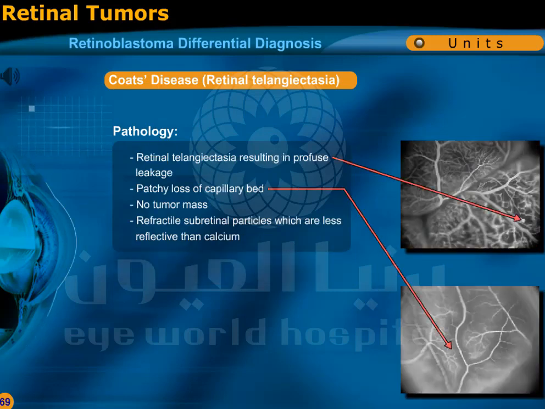Retinal telangiectasia resulting in profuse leakage, patchy loss of capillary bed, no tumor mass, refractile subretinal particles which are less reflective than calcium.